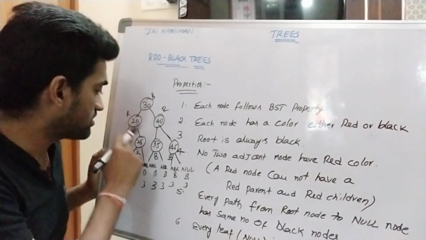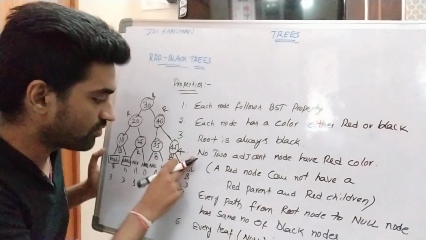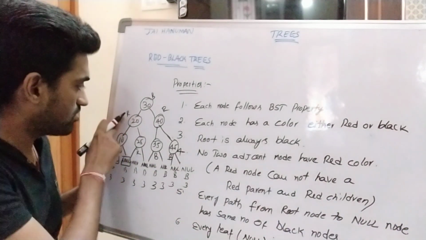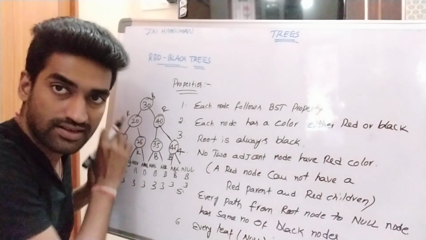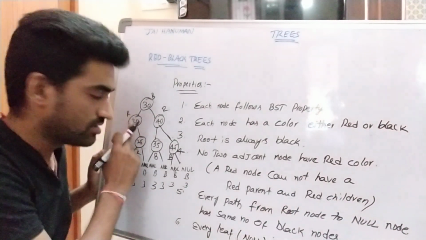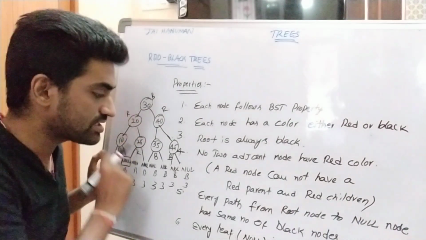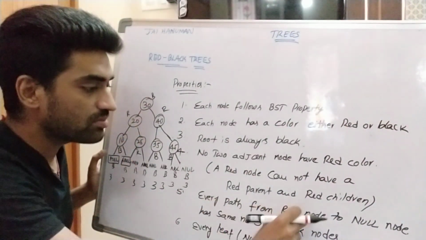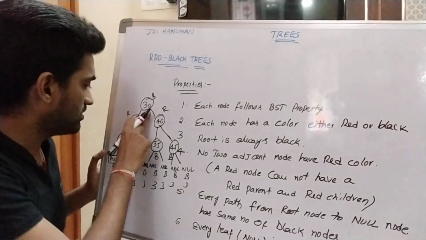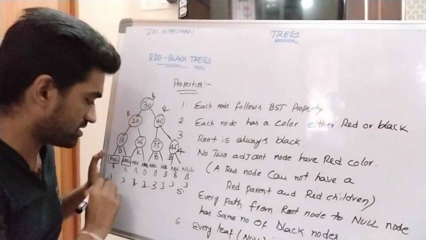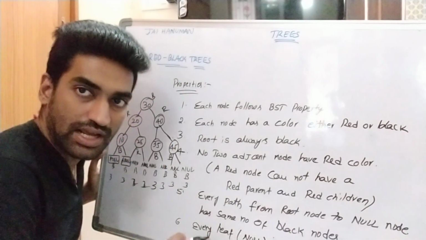Why? Because this tree violates property number 4 as well as property number 5. Property number 4: there is no red and red relationship. A red and red conflict has occurred. So this tree violates property number 4. What is property number 5? Every path from root node to a null node: 1, 2. So only 2 black nodes are there. So that's why this is not a red black tree.